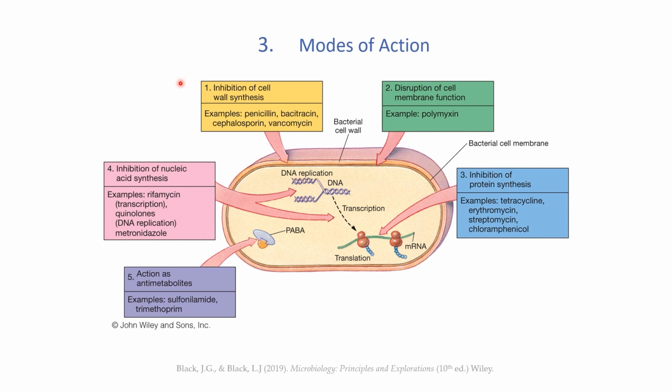The first one is the inhibition of cell wall synthesis. This is for antibiotics like penicillin. The second one is the disruption of membrane function, carried out by polymyxin. Third are the antibiotics that inhibit protein synthesis, like tetracycline. You also have antibiotics that inhibit nucleic acid synthesis, like rifamycin. And number 5, some antibiotics act as antimetabolites.